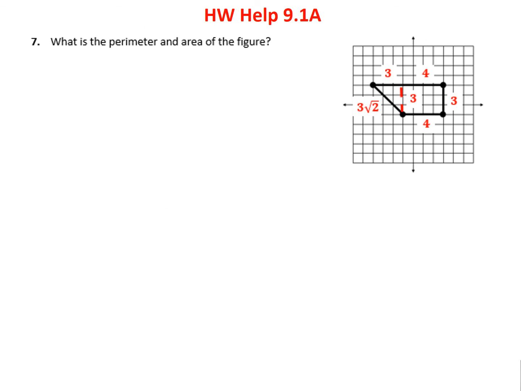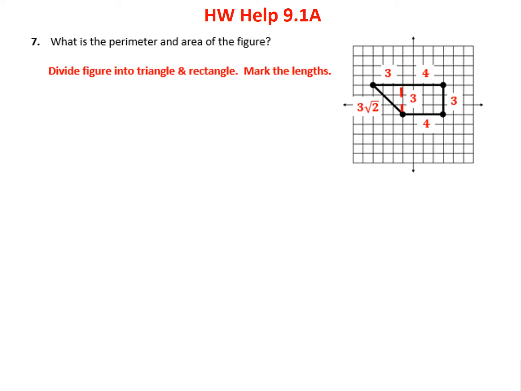Problem 7 kind of asks us to combine a couple things we've learned in this chapter to find the perimeter and area of an unusual figure here. So I've already marked the area, but here's what you would be doing. First thing I would do is divide it into a triangle and a rectangle. And you can see I've drawn that dotted line there to split a rectangle and a triangle.